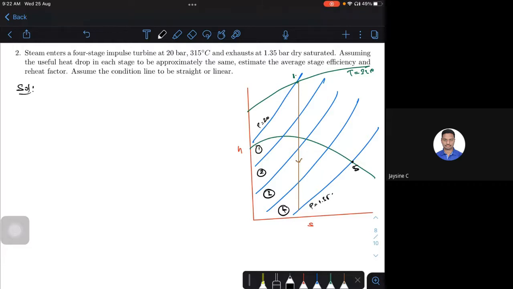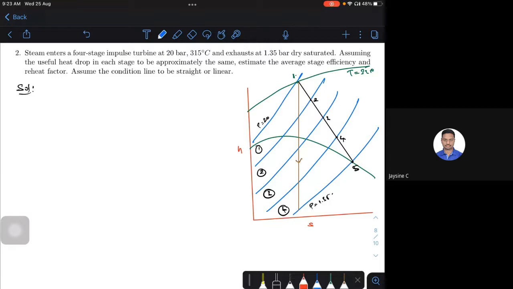So four stages, and what is it telling? The line between, that means it's linear. Okay, this is completely linear in nature. That's the meaning of it. It is a straight line, not a curve. So in between points, if I try to mark, this is your point 2, this is 3, this is your 4.